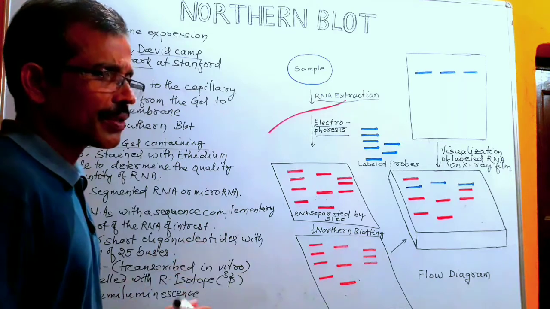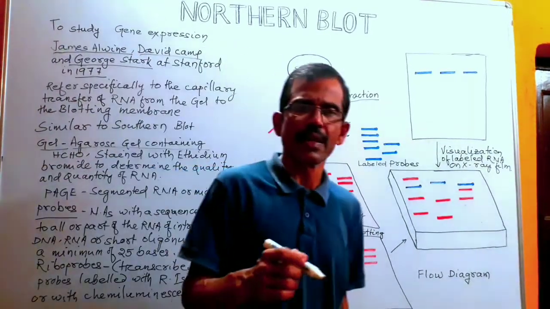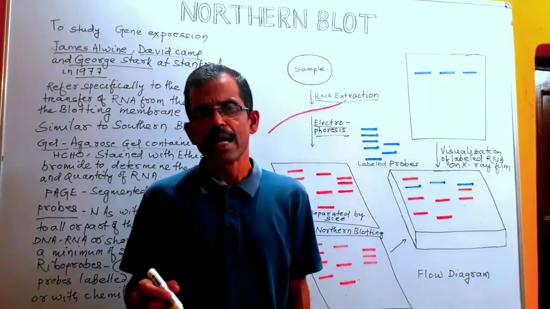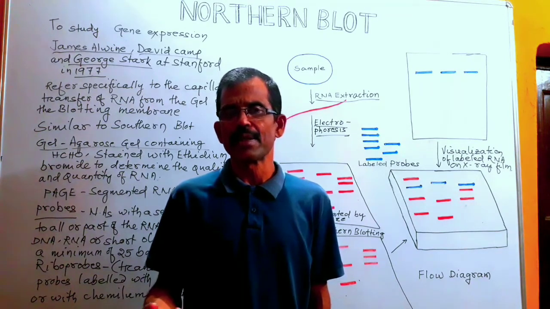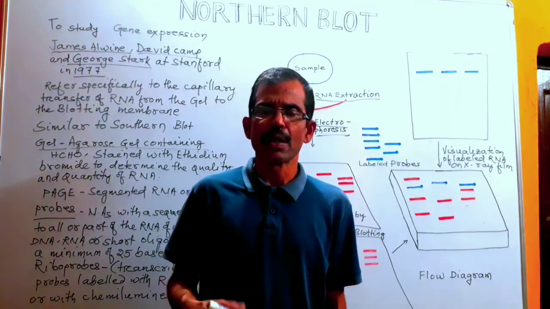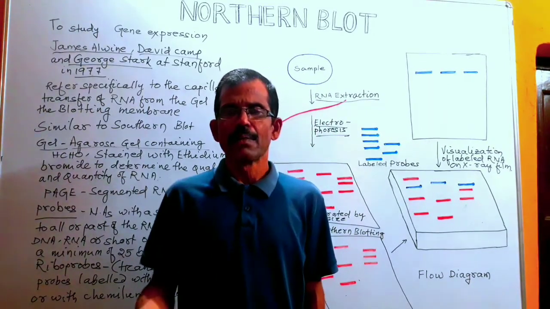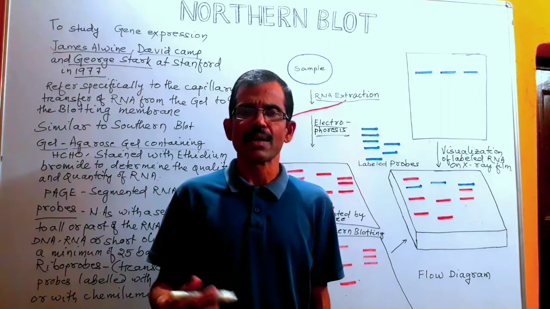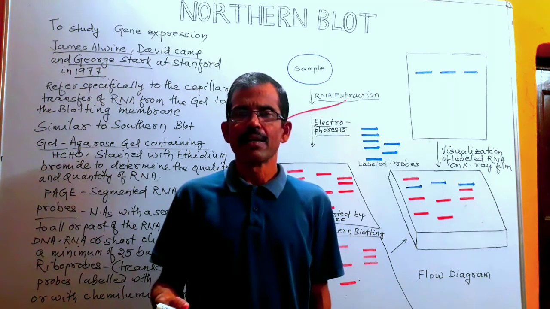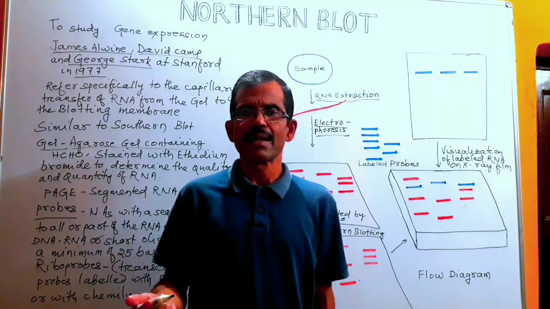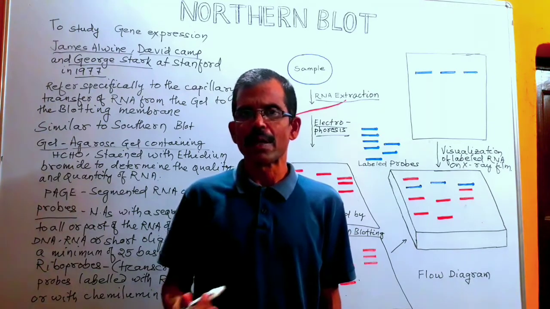Probes can be labeled with radioactive isotope, for example, phosphorus 32. And the probes can also be labeled with chemiluminescence, in which an enzyme, for example, alkaline phosphatase or horseradish peroxidase, breaks down a chemiluminescent substrate, thereby emitting light. And this signal can be detected by X-ray film. So this is the process of northern blot.